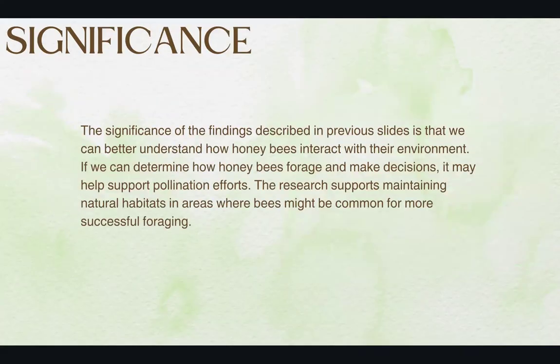And lastly, the significance of the findings described in the previous slides is that we can better understand how bees interact with their environment and determine how they make decisions while foraging. It may help them to do better pollination, and research supports maintaining natural habitats in areas where bees might be common for more successful foraging and better pollination.